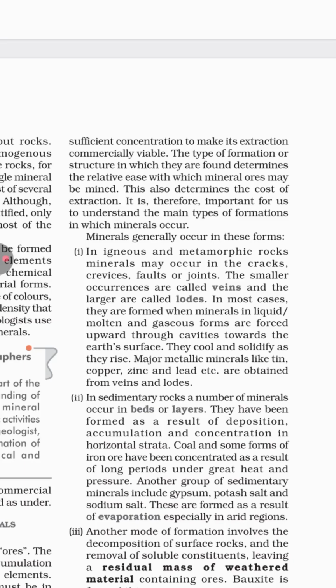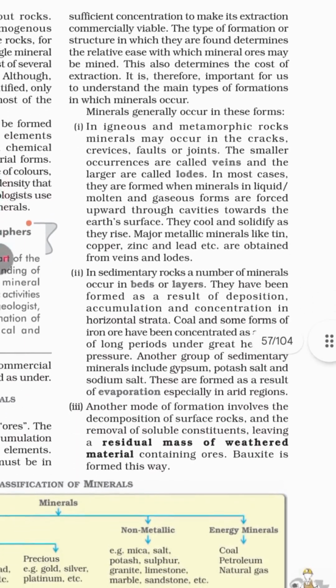Like if a rock is white and the mineral is black in color, you'll find it in the form of a vein, like how the blood flows in your body, or in the form of lumps which we call lodes, or in sedimentary rocks, meaning where sedimentation has occurred. So in between, there are layers of beddings, understood? You find a layer of rock, then mineral, a layer of rock, mineral, and these are the result of concentration in the horizontal strata. Coal and some forms of iron ore are like this.